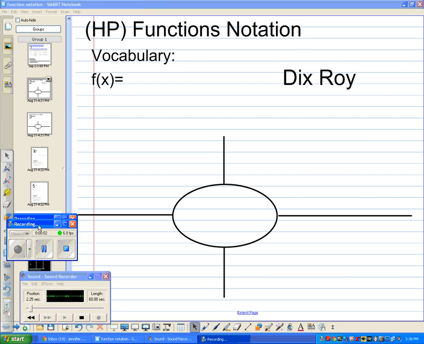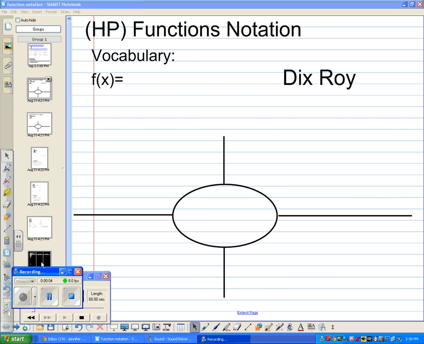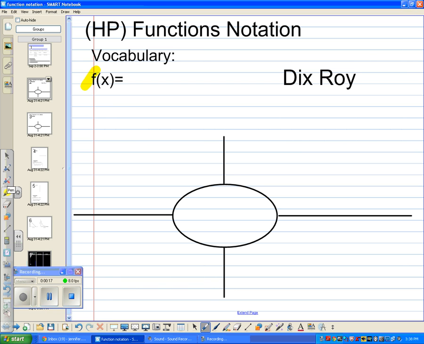Okay, we are in the second section of Module 1, and today we're talking about function notation. Function notation is when you can tell something's a function when you see something like this. And what this means, how you say it, is f of x. It's literally how you say this thing.